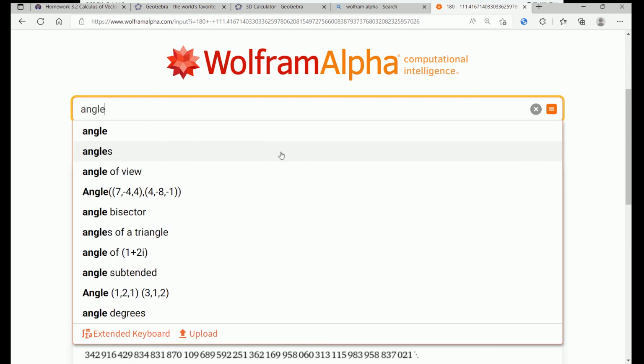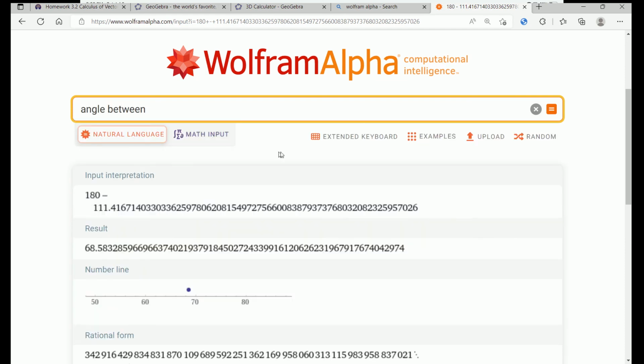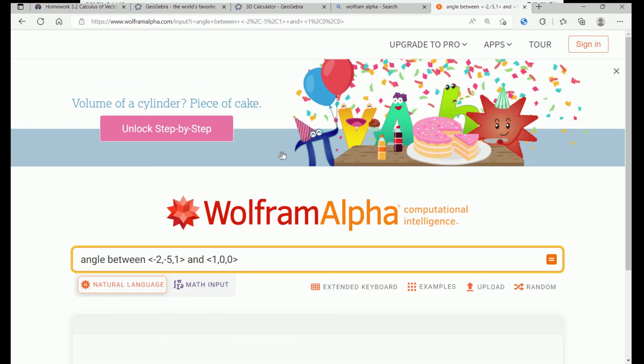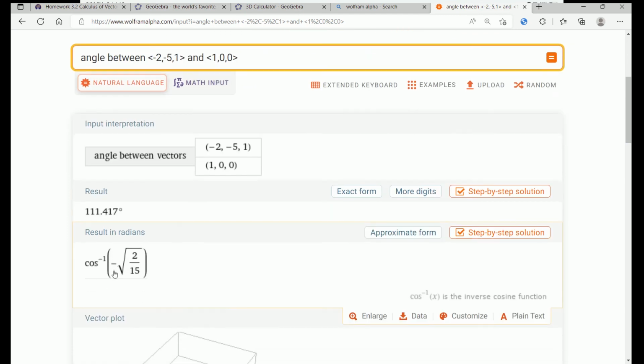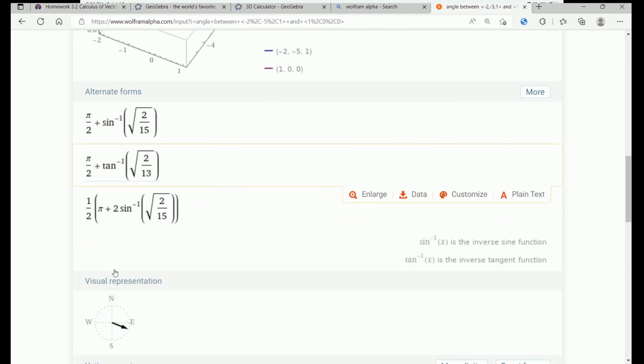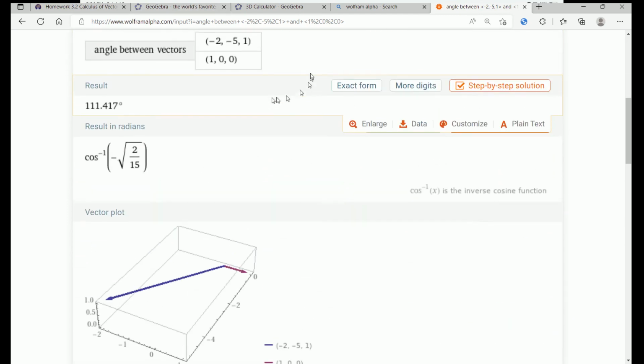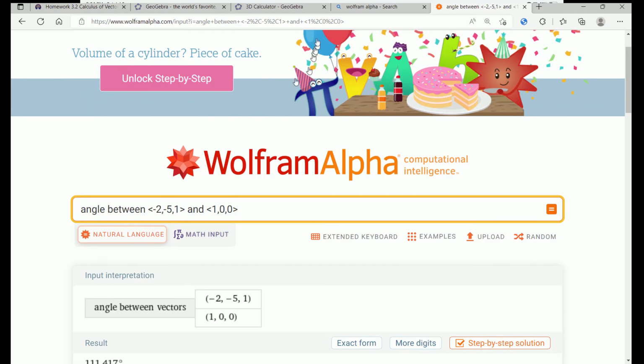Also, I probably could have just said angle between my vectors, where one of them was -2, -5, 1, and my other one was 1, 0, 0, and it would have come up with the exact same answer. Again, you still would have had to know to subtract 180.